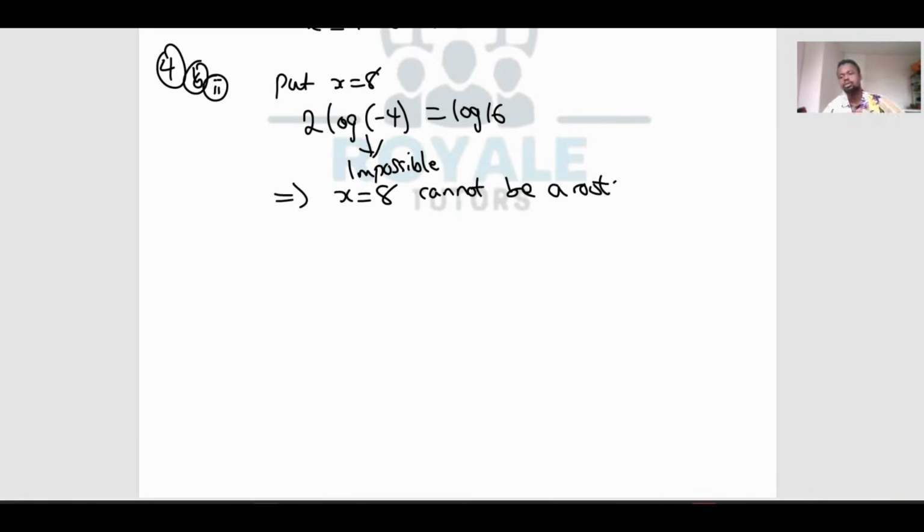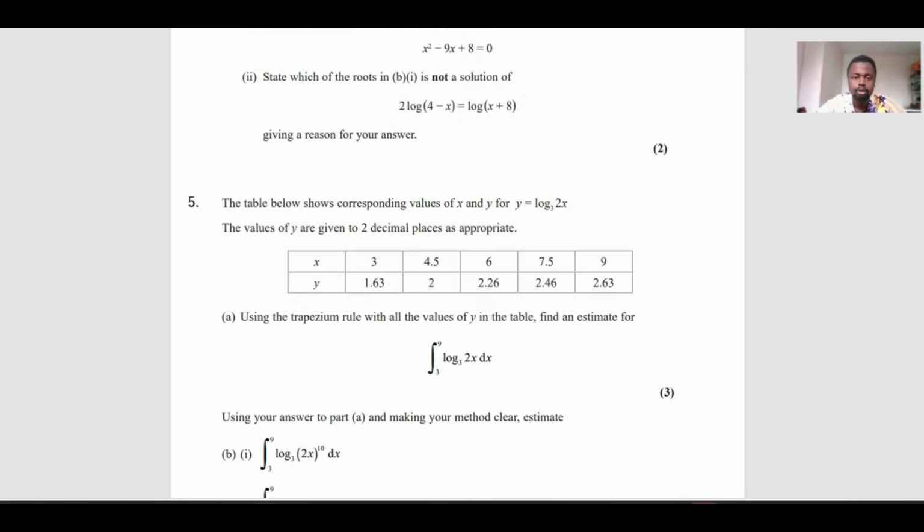And that's okay. Some roots that do not work for the function, we call them extraneous roots. We used to have them where they don't work for it, but you just have to get them. We call them extraneous roots. So that's the answer for that. Now we can move to number 5.